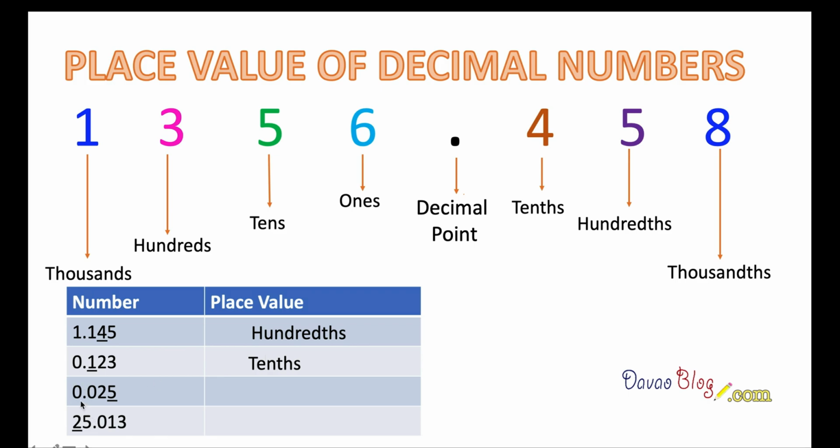Let's proceed with the next example, 0.025. The value of 5 is, from the decimal point, we have tenths, hundredths, thousandths. Okay, I hope you were able to follow it. Next. Okay, next is 25.013. Now, we identify the place value of 2, which is, we start here from the decimal, going to the left, we have ones, tens. So, the place value is tens. Okay, I hope we are all familiar now with the place value of decimal numbers.